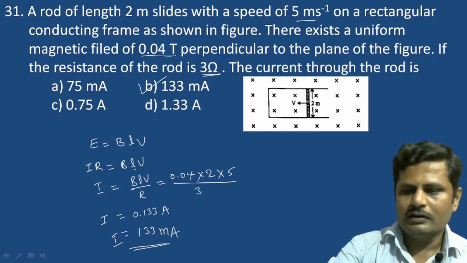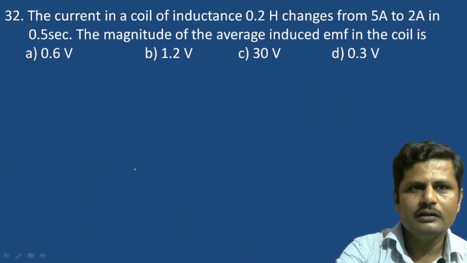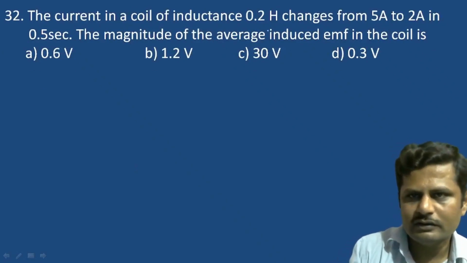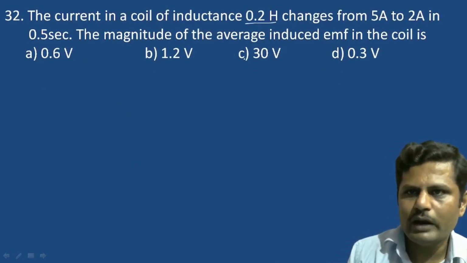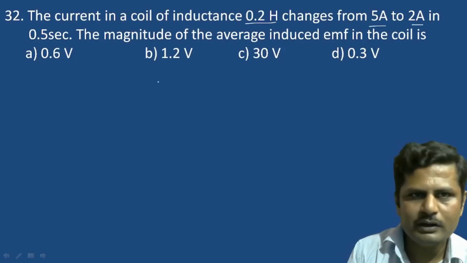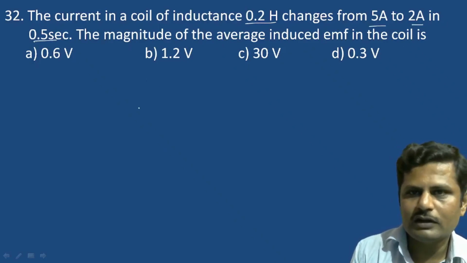Okay. Let's move to the next question. That is, the current in a coil of inductance 0.2 Henry changes from 5 ampere to 2 ampere in 0.5 second. The magnitude of the average induced EMF in the coil.